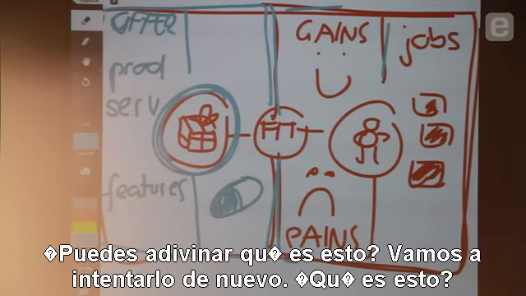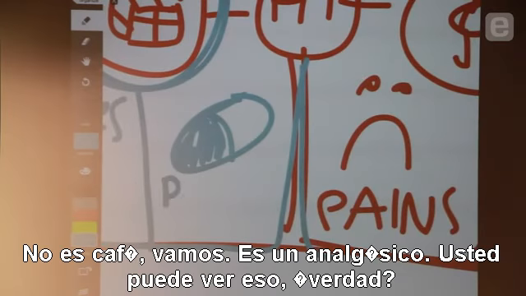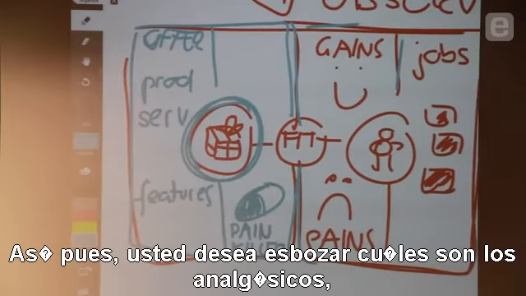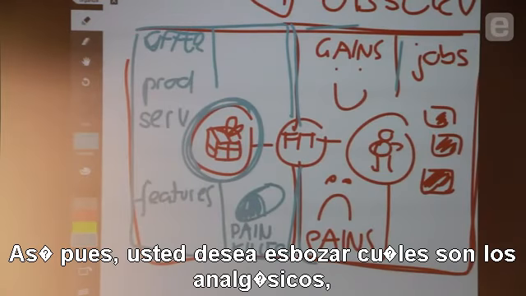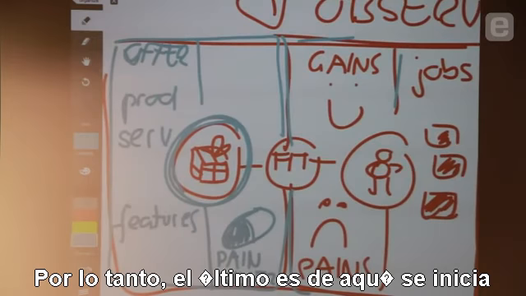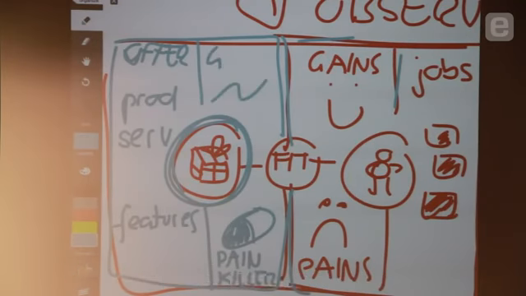Can you figure out what this is? Let's try it again. What is this? It's not coffee. Come on. It's a painkiller. You can see that, right? It's right beside here. Pains, painkiller. So you want to sketch out what are the painkillers. Buying online in an efficient way so you don't have to stand in line. So the last one is, over here, you start sketching out the gain creators.